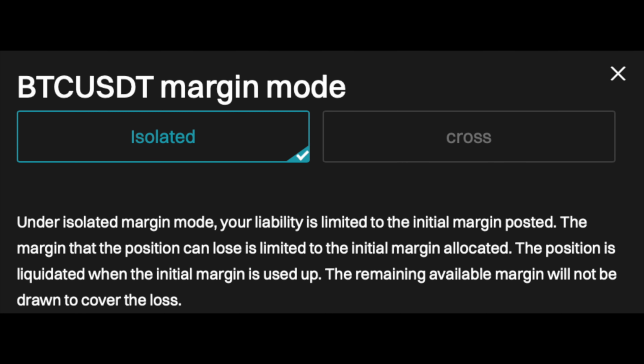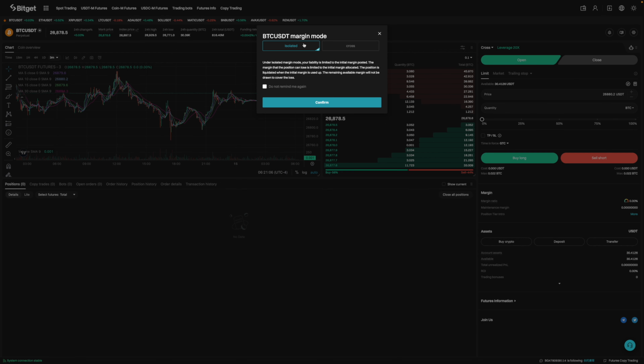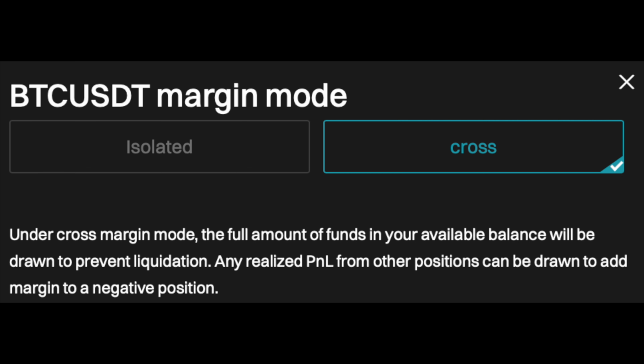For isolated, only a specific portion of your funds is set aside and at risk for a particular trade or position. So if you enter a position with 100 USDT, you can only lose that 100 USDT even if your futures account has more funds than that. However, for cross, all the funds in your futures account will be used as collateral for any open position.